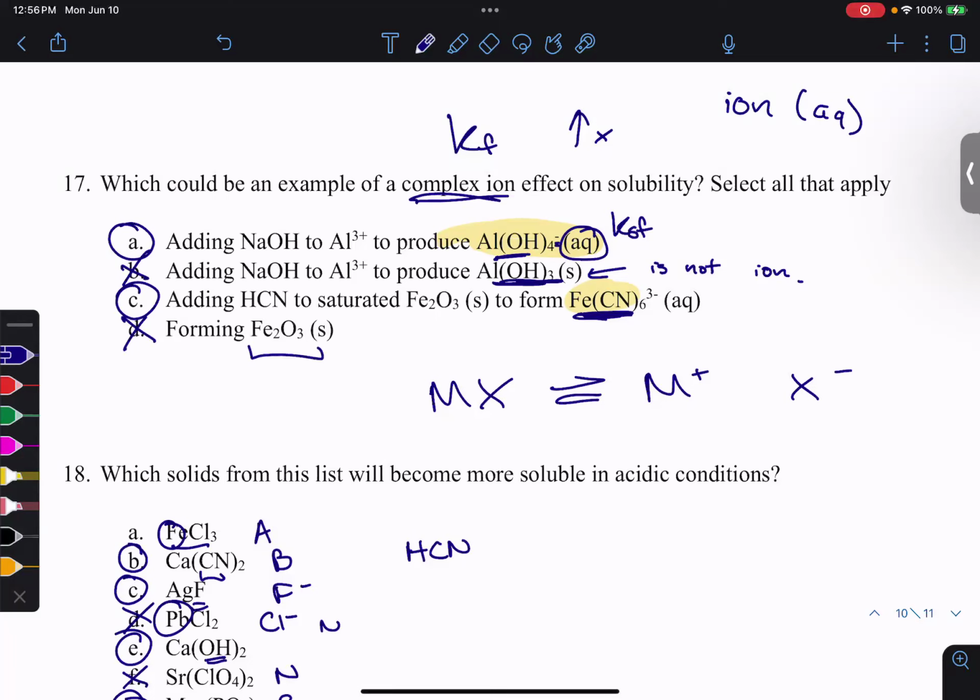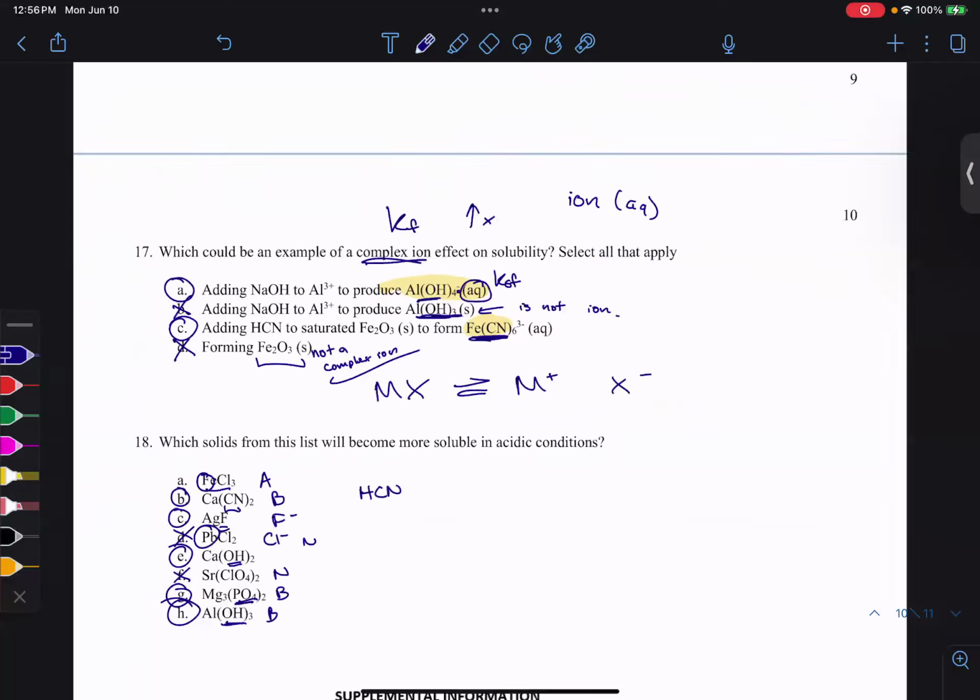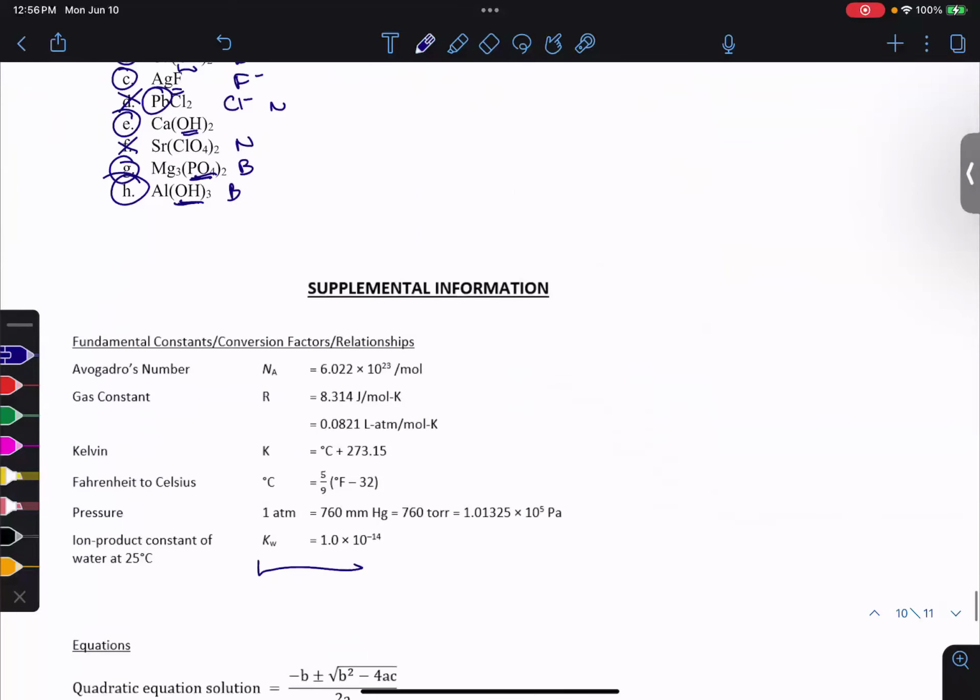The idea is it needs to be ionic, it needs to be aqueous. You add a little bit of a ligand to make these complex ions. So there are two examples here: the aluminum with the 4 hydroxides anion, and the iron with 6 cyanides, and it's 3 minus, right? So this one is not a complex ion. Okay, perfect. So that is all of chapter 17.